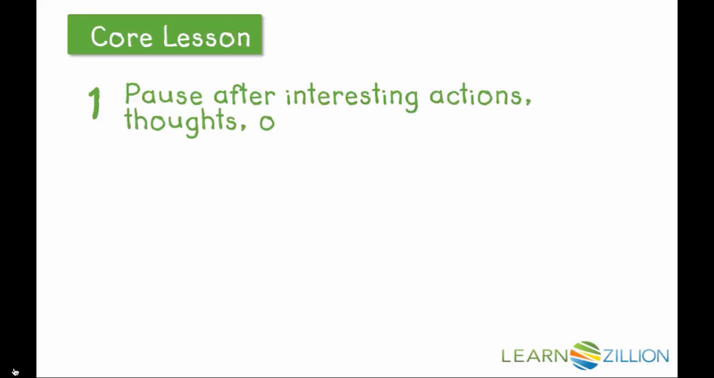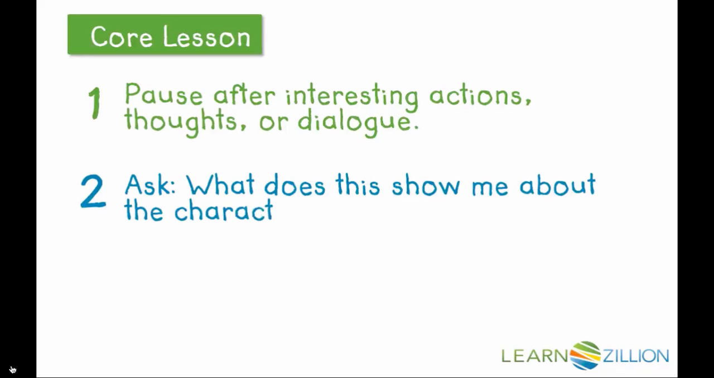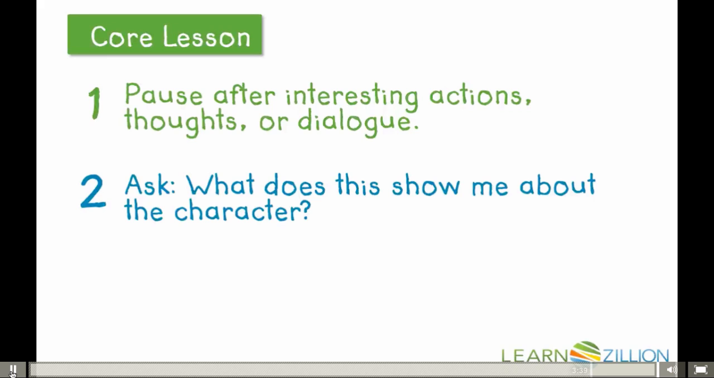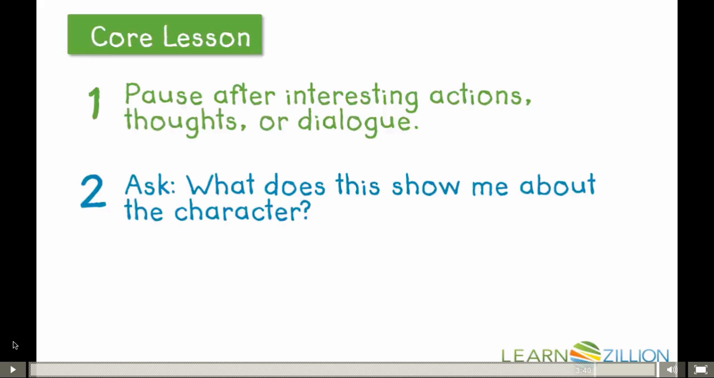So what we've learned is that we need to pause after we read some interesting thoughts or actions or dialogue. And then we need to ask ourselves, what does this show me about the character? So that we can make sure that we're understanding those character traits. Because as we've learned, a lot of times the author doesn't come out and tell us. We have to be paying attention and we have to be using those inferencing skills so that we can learn about the characters, what the author wants us to learn without just coming out and saying it.